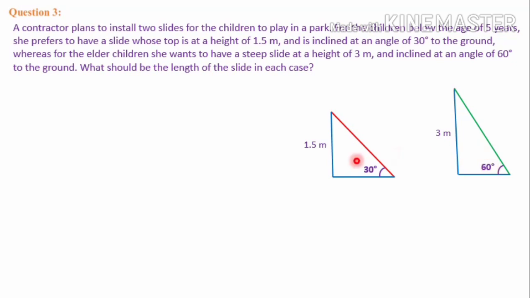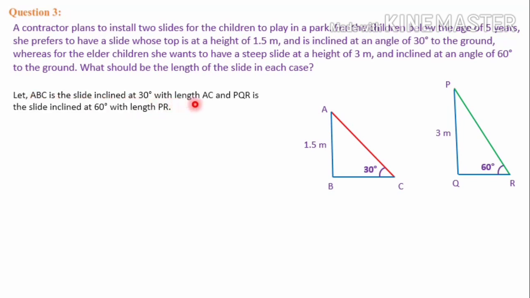Here we have now 2 right angle triangles, and let's label the first triangle as ABC and the second triangle as PQR. Let ABC be the slide inclined at 30 degree with length AC, and PQR be the slide inclined at 60 degree with length PR. So the length of the first slide is AC, and the length of the second slide is PR.